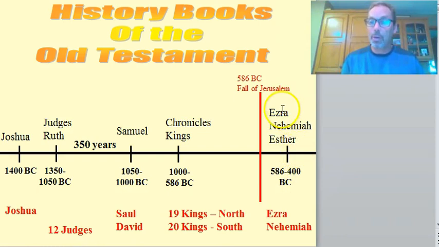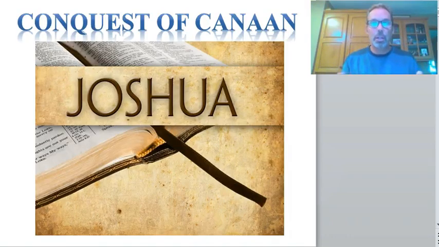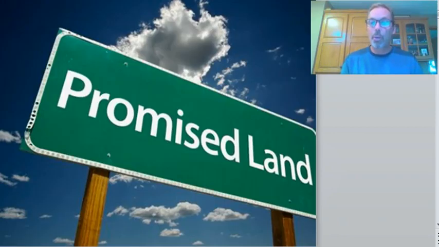And then Ezra and Nehemiah, those 2 books talk about how the people of Israel are given a second chance and get to come back to the land and start over again. And the book of Esther is a story about this woman Esther and her faithfulness to God in the land of Persia. So let's talk a little bit more about the book of Joshua. This book is about the conquest of Canaan, or going into the promised land.